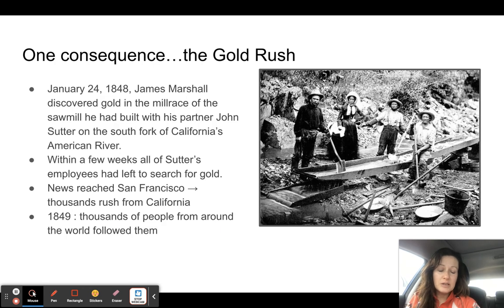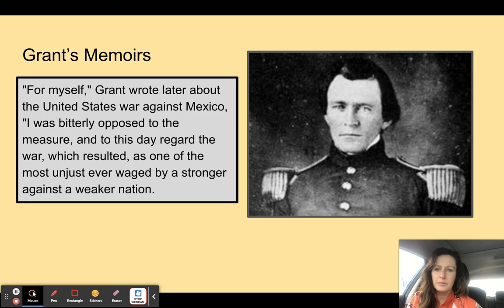There's many consequences. I'll just mention one real quickly here. We have the gold rush. In January of 1848, Marshall discovered gold in a sawmill that he built with his partner, John Sutter. And within a few weeks, once gold was discovered, all of his employees left him high and dry. So yeah, we're going to go look for some more. News reached San Francisco, and then thousands come to California, and eventually many people all around the world, right? That is where the San Francisco 49ers got their name from. You best know that, people.